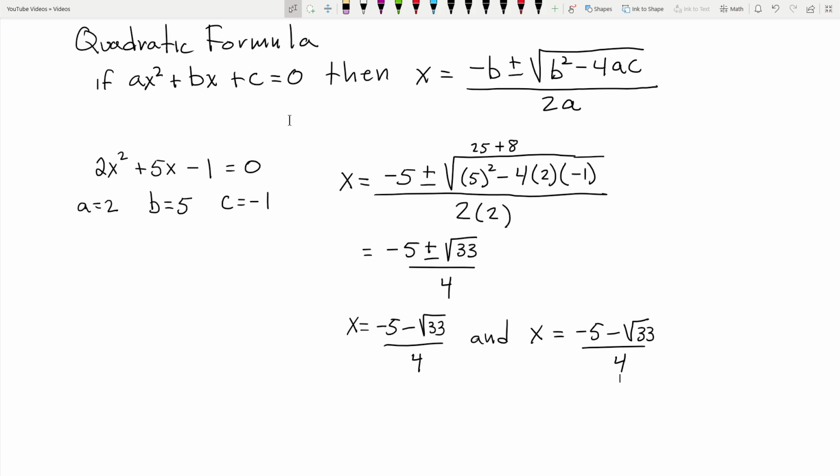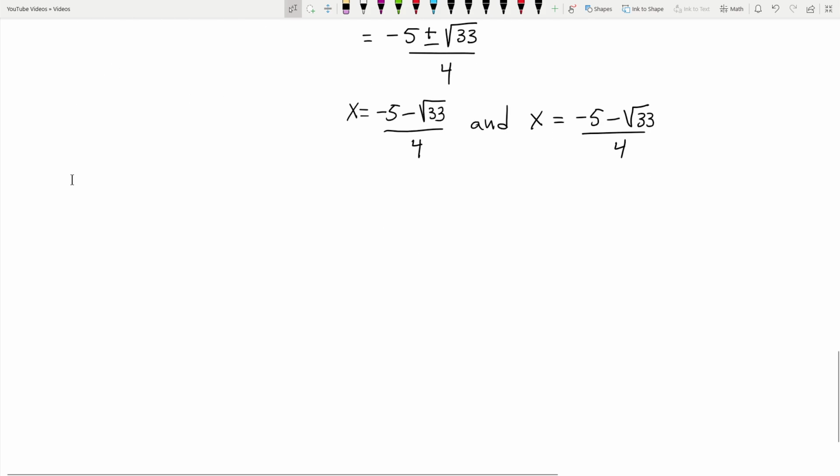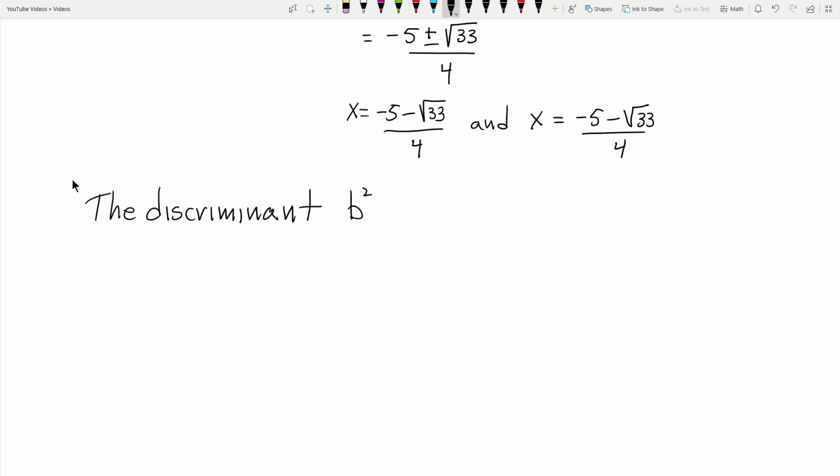If that number is 0, then that's going to tell me something. If that number is a perfect square, then that's going to tell me something. All right, so that number underneath the square root sign, the b squared minus 4ac, is actually called the discriminant. Helps you to discriminate between your quadratics. And that is the b squared minus 4ac.